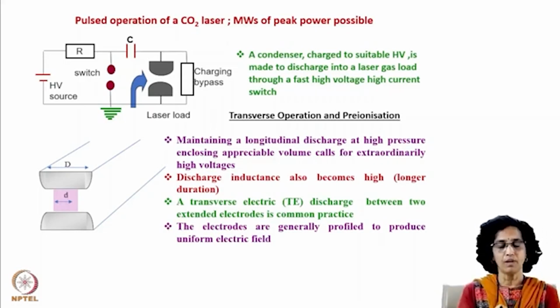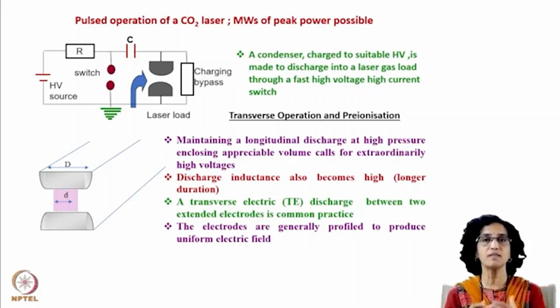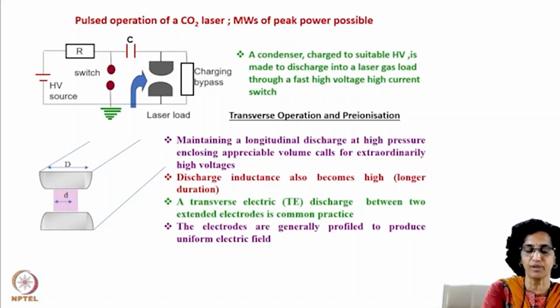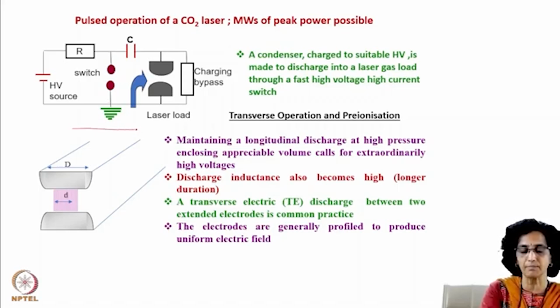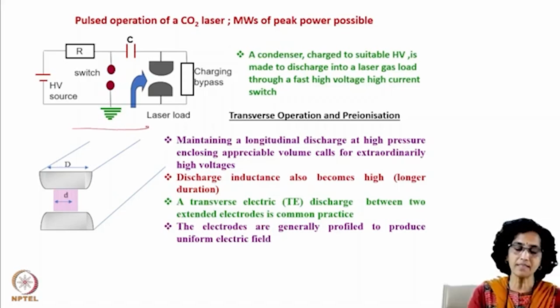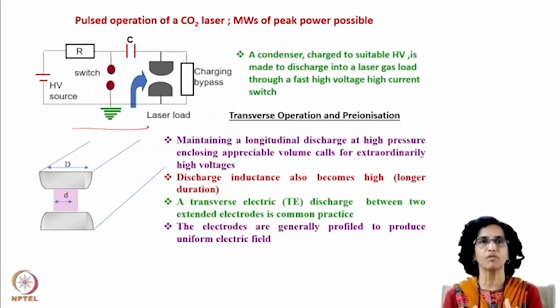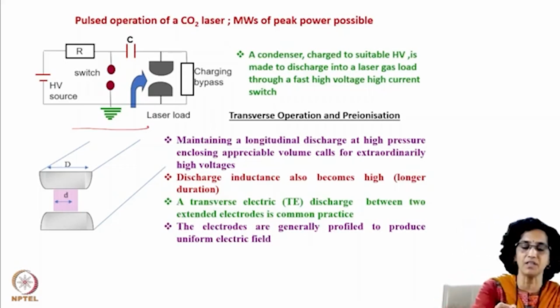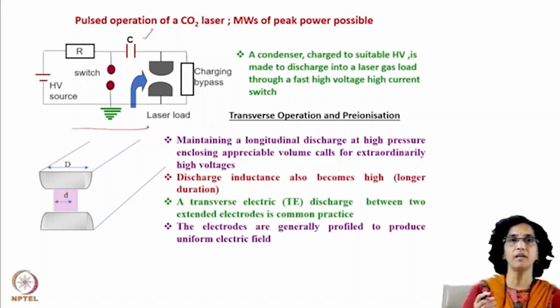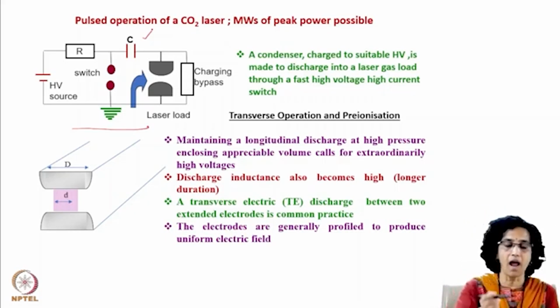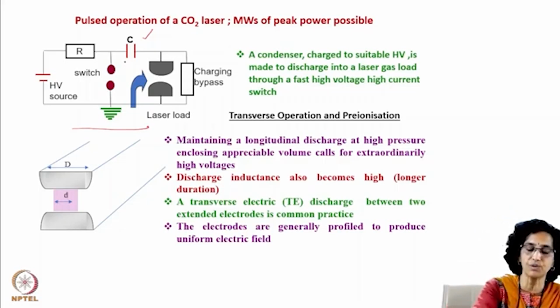For the pulsed operation of a CO2 laser, the first thing you require is a pulsar circuit. So what is a pulsar circuit? As shown here, this is the pulsar circuit. What we try to do is store a large amount of energy in the capacitor and make it discharge through a switch into the laser.